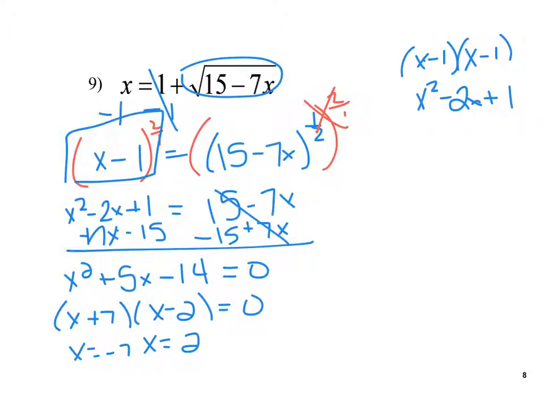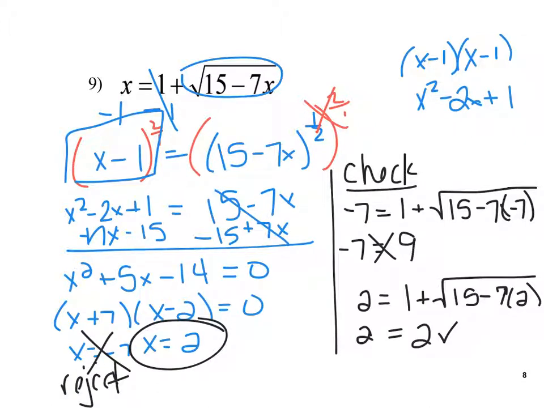Now I should check those to make sure that they work. So take a second and check. All right, when I checked this one, it turned out that negative 7 didn't work, because when I plugged it in, I got positive 9 on this side and negative 7 on this side, so that doesn't work. And then when I do plug in the 2, that one works just fine. So the only answer is 2. All right, have a good one.